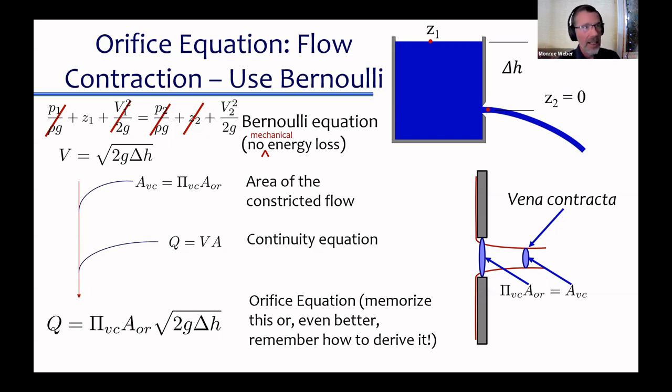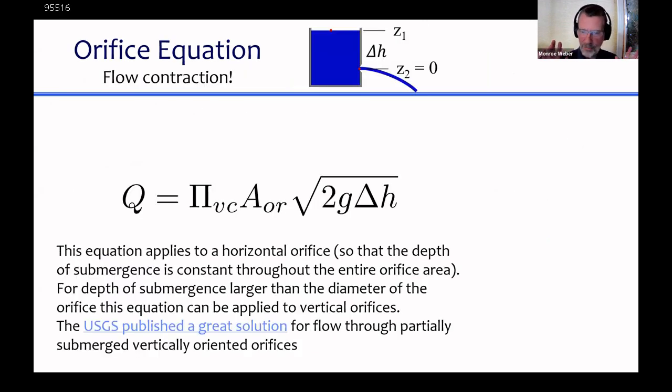And I would say you should do one of two things: you should either know how you obtain that equation, because it's pretty straightforward, or you should just know it. It's a simple equation that describes how fast water is going to leak out of that bucket that you drilled a hole in the bottom. This equation would most easily apply to an orifice that's in a horizontal plane with the tank above it, so that the depth of submergence is constant over the entire orifice.